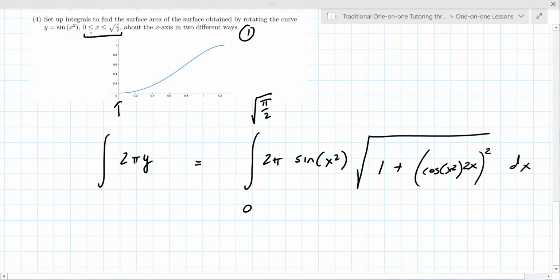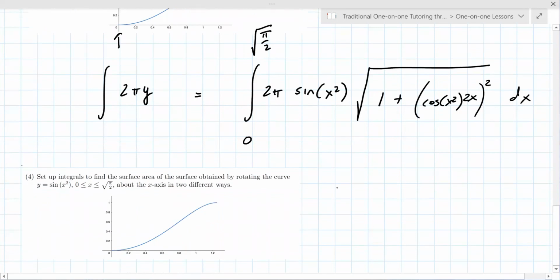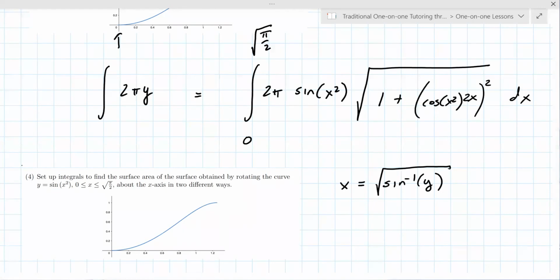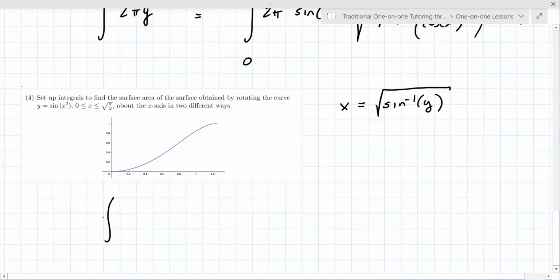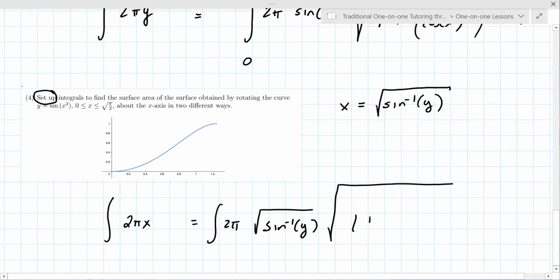The second way is to solve it for x. That's what we'll do next. So x equals the arc sine of y, and then you're taking the square root of that. This is already horrible, but this is what it is. And that's why it says probably just to set up, not to do anything. So integral of 2 pi x, remember it's x equals, so it's 2 pi square root of arc sine of y. And then this time it's the square root of 1 plus, okay? And we've got to take the derivative of this thing.